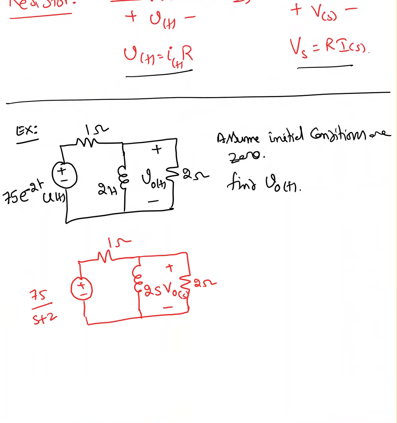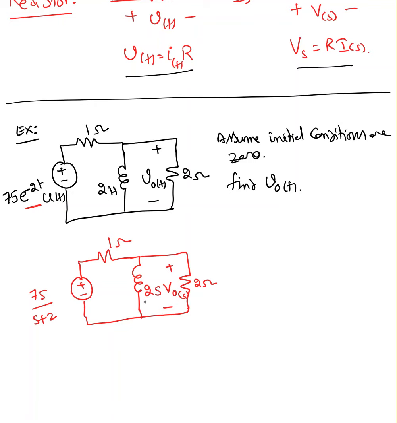So convert this into S domain. e to the power of minus 2t is nothing but 1 over s plus 2. u of t is the unit step function, and 2 Henry is going to be converted into 2s. And v0 of t is called v0 of s.